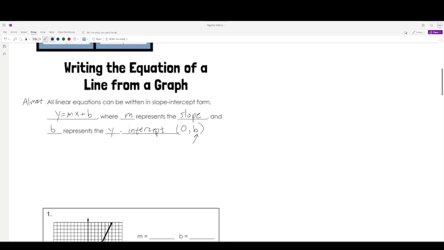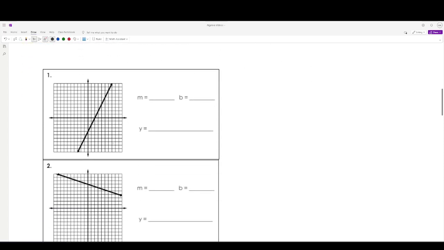So it's a slight difference, and I'll try to point out where it makes a difference. But what about this "almost"? I'm hoping that from what we've learned previously, you know what that is. We can't write vertical lines in slope-intercept form, because we have no y in the equation, because they're just x equals something, so we can never isolate the y variable because there is no y variable. All right, so let's get into these.